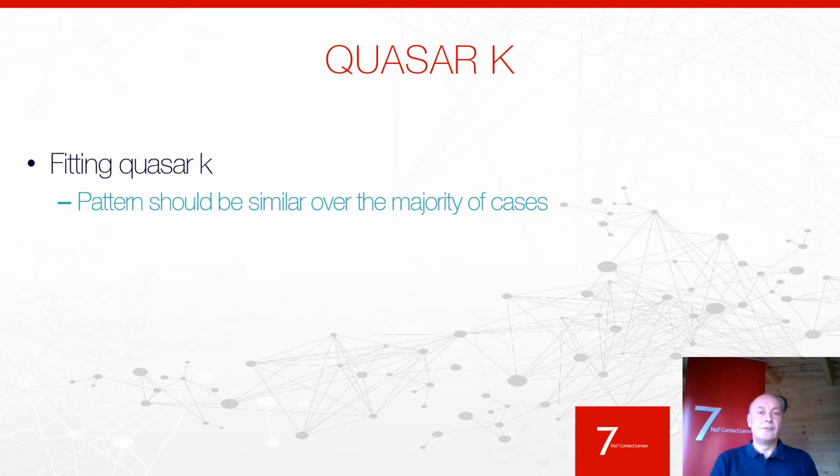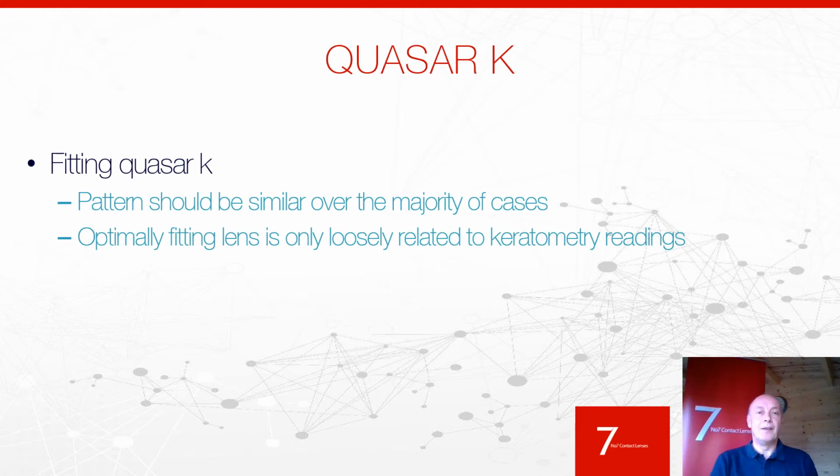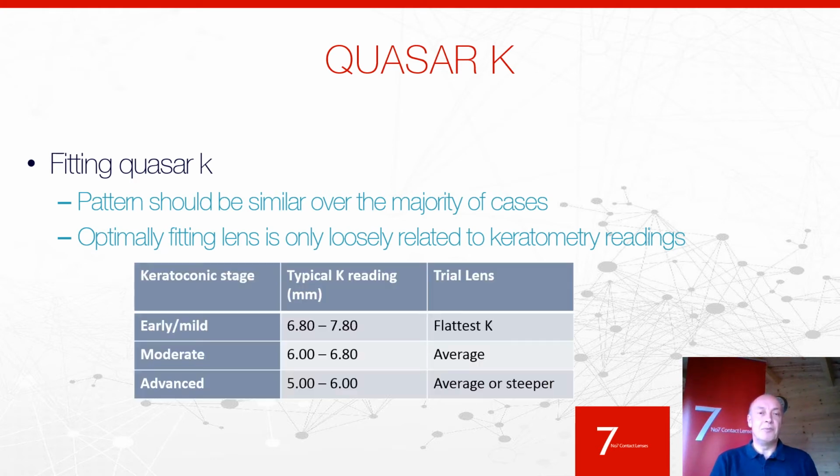So, when we're fitting a Quasar K, we're looking for a similar fitting pattern as we would with any other type of corneal GP. We're fitting the lens generally only loosely based on the keratometry readings or the simulated keratometry readings from a topographer. If we use this as a guide, early to mild, where we have a radius between 6.8 and 7.8, fit on flattest K. As it advances, then we'll fit on the average or mean K, and the most advanced between 5 and 6mm, again average K or slightly steeper, say 0.2 than average K.